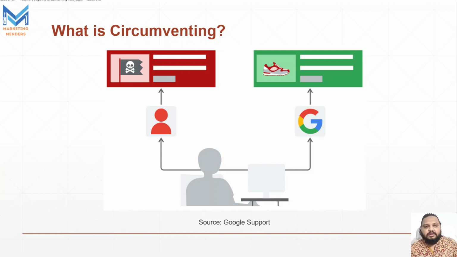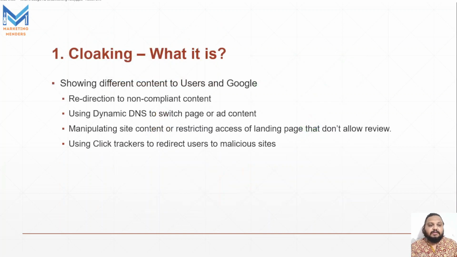And this is what circumventing means, that you are trying to cheat the Google ad system by creating two different versions of the same website and showing each version to different users, Google as well as the customer. Now what comes under this circumventing, how can circumventing be done? Number one, the famous technique is cloaking. What is the meaning of cloaking? Cloaking, as I have already explained, is showing different content to users and Google. Google is able to see a different content and users are able to see a different content.